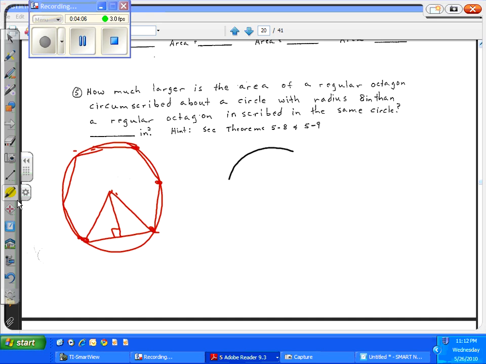But if we had the regular polygon circumscribed, it means that the sides are tangents. I didn't draw that very good. I better draw again. And so we have a little bit different scenario.